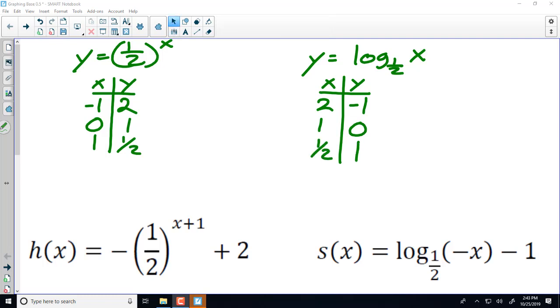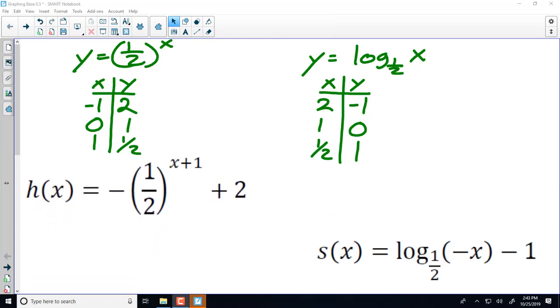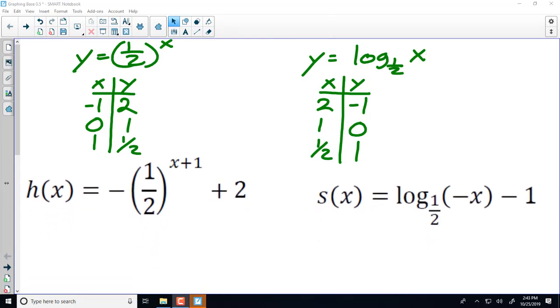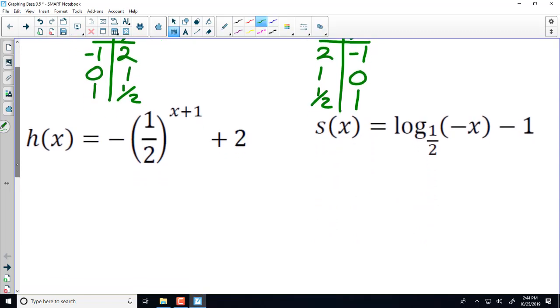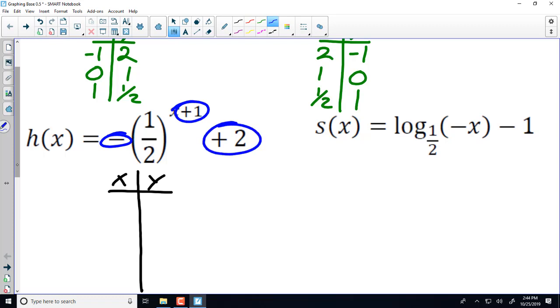All right, now we are ready to find some ordered pairs on both this h of x and this s of x. So here's what we're going to do. We need to figure out what's changing here. So we've got this negative sign in front, we got this +1 up here and this +2 here. Because of the +1 next to the x, we are going to subtract 1 from every x value. Let's do that first. So that's going to become -2, -1, and 0.